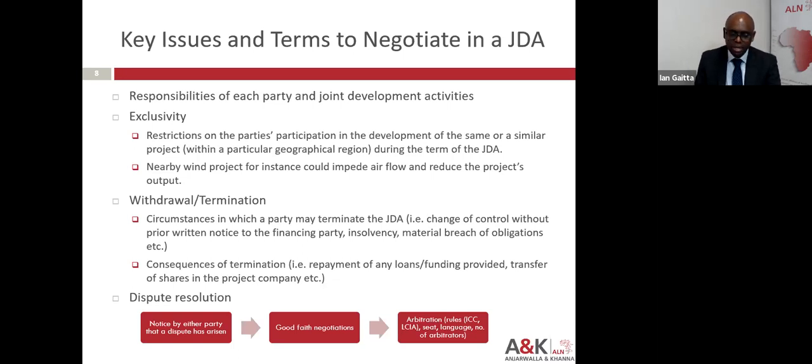at that stage. Other reasons could, for example, be the insolvency of the other party or its parent company, and then breach-related events.